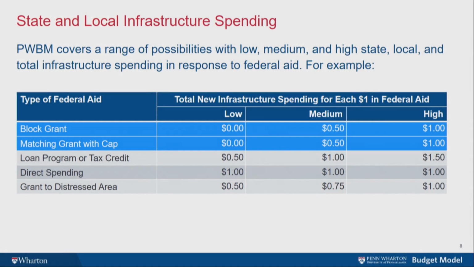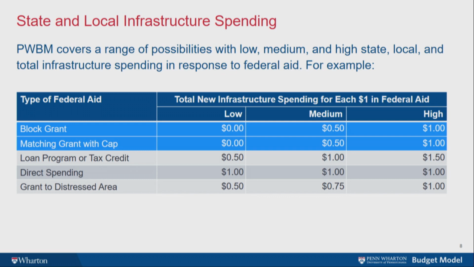So let's take a little bit of a look here at how much. Let's talk about a couple of different mechanisms. This is just a few examples that we've evaluated over the last few months of types of federal aid and how they impact actual infrastructure being built. And so we turned to the literature to develop our range of low, medium, and high. We're going to start with the block grants and the matching grants with the caps.